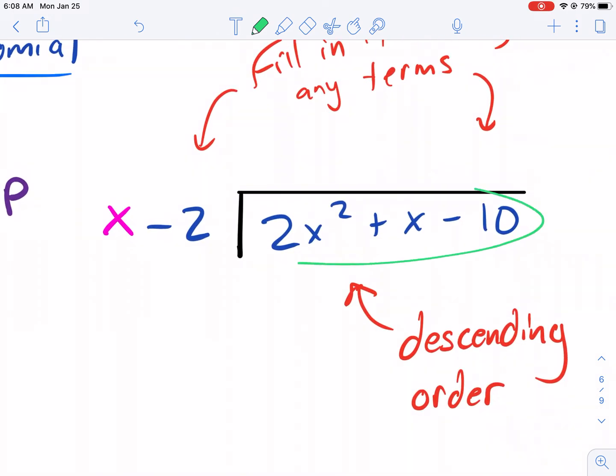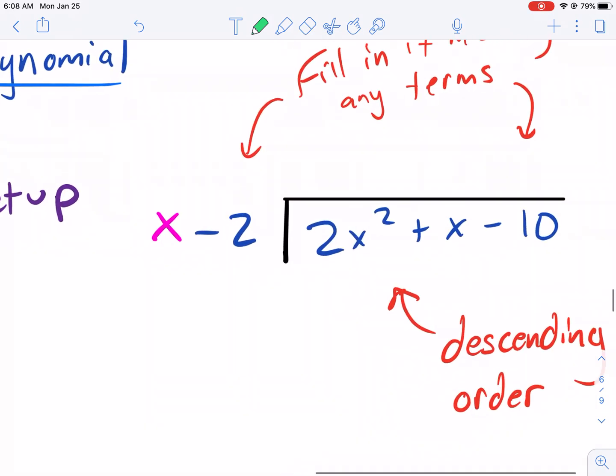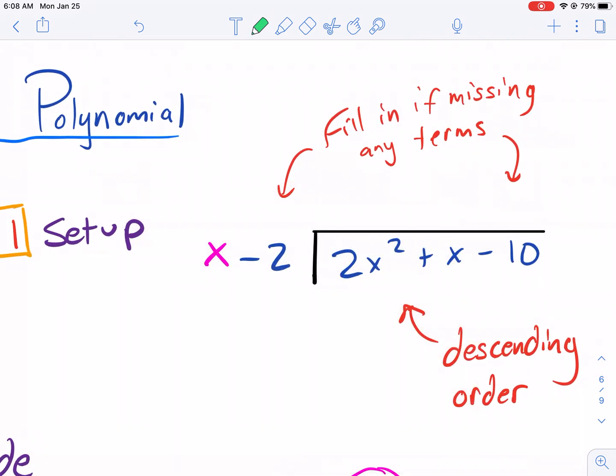I think this is the divisor and this is the dividend or something like that. I can't remember the exact names. You're like, you're a math teacher, you're supposed to know? Whatever. The important thing is the setup. Vocabulary is always secondary in my opinion.